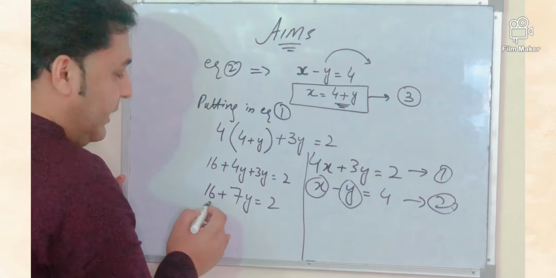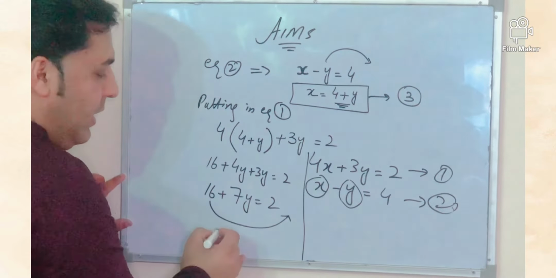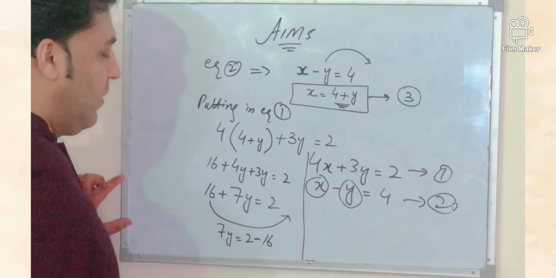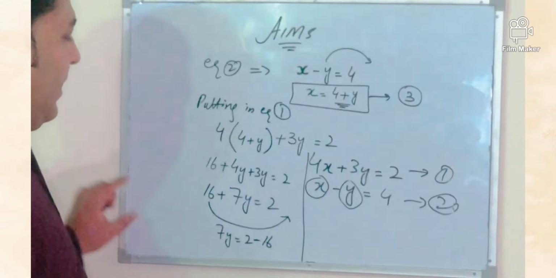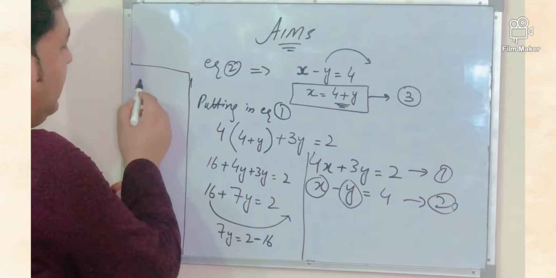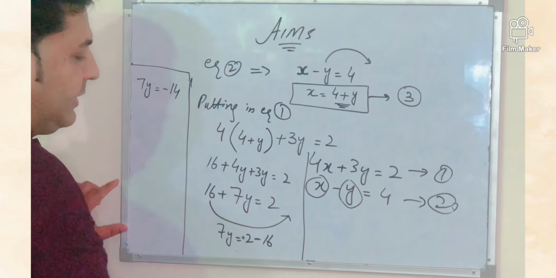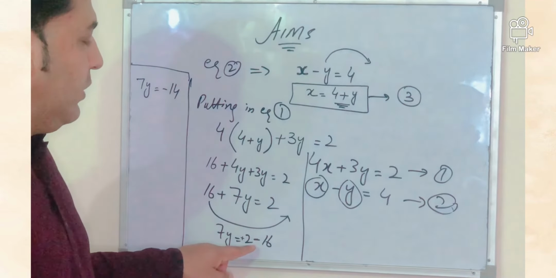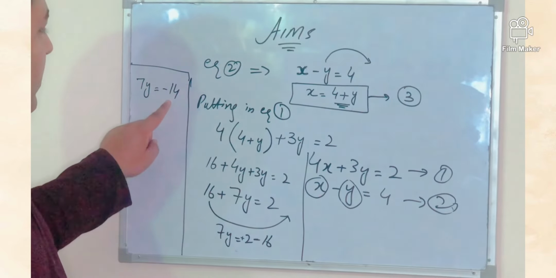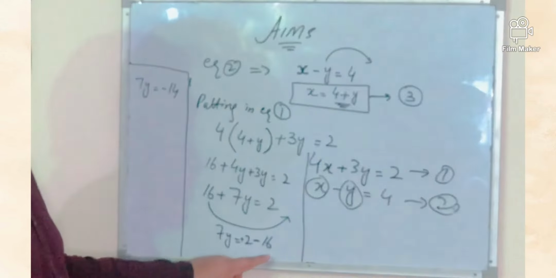We will use our previous knowledge. We will move this 16 to the other side. This 16 is plus here, on the other side it will be minus. So 7y equal to 2 minus 16. 2 minus 16 is minus 14. This is plus 2 minus 16, two different signs. Always we do subtraction and we keep the sign of the greater value. 16 is greater, so it will be minus sign and we will do subtraction.